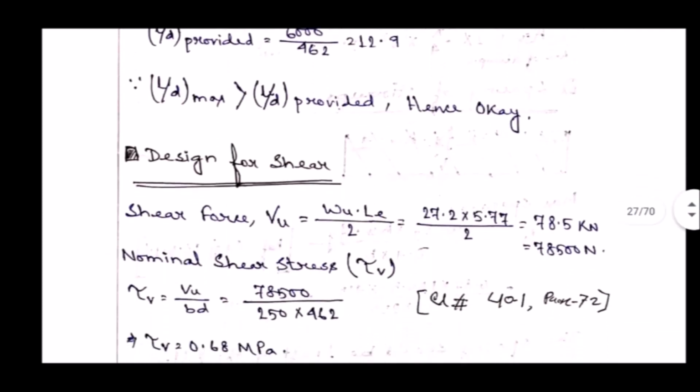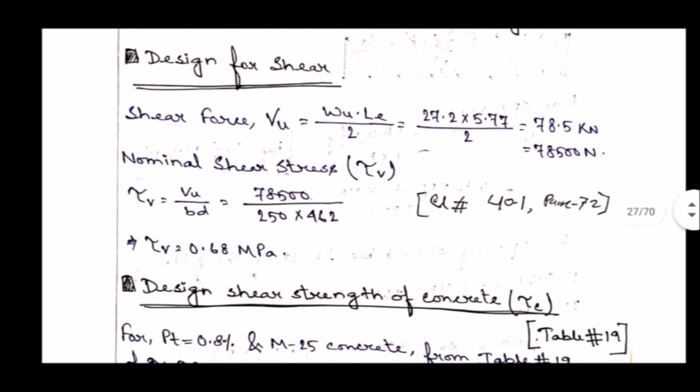Next step is design for shear. We have to design for shear also. For shear, we have to provide reinforcement, that is called stirrup, or shear reinforcement. So first of all, we have to find out the shear force. Shear force is denoted by VU, and is equal to WU into LE by 2, that means WL by 2, we know the formula.